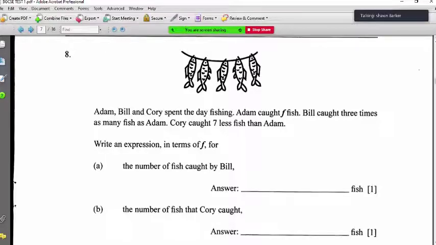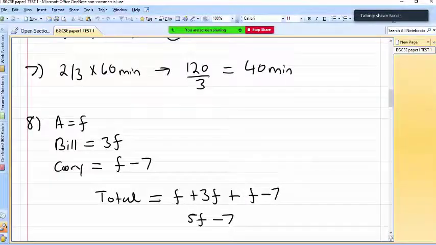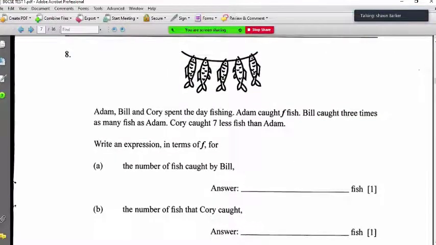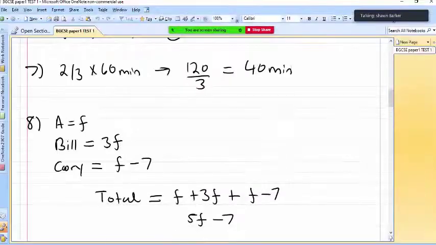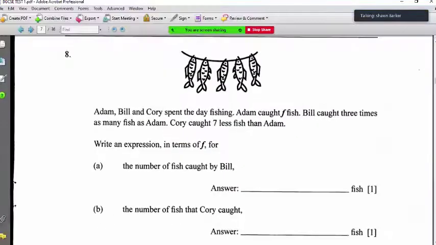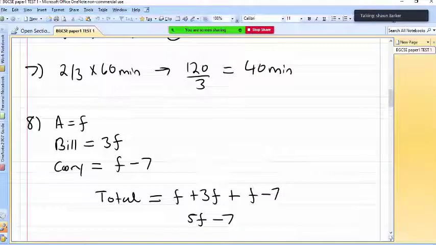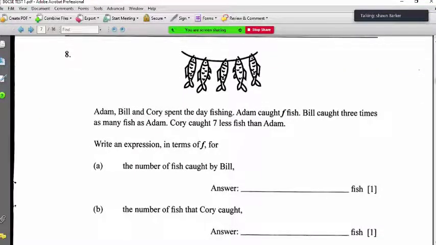So for example, we have Adam caught F fish, right? So Adam caught F fish, so right here. That's the first statement. Second statement, Bill caught 3 times as many fish as Adam. So if you look at Bill, Bill caught 3 times F. Okay. Corey caught 7 less fish than Adam. So we go to Adam. Remember, Adam is F fish. So therefore, Corey caught F fish minus 7, because it said here 7 less fish than Adam. So now, we've written down all of our statements. Now we can go ahead and answer the questions.